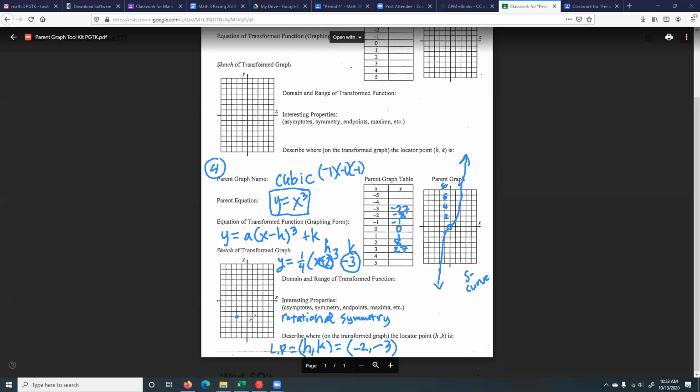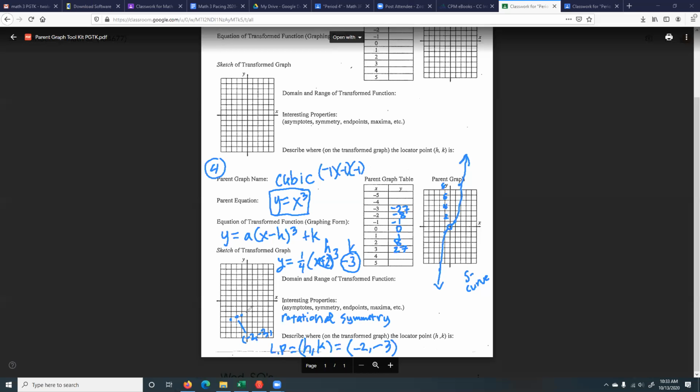Okay, so if I were to plug in points, I believe I'm going to get, and this 1/4 is going to be really small. It's going to be really close, down here and down here on either side. Okay, and let me label this locator point: negative 2, negative 3. It's going to curve right there. It changes direction, it curves.